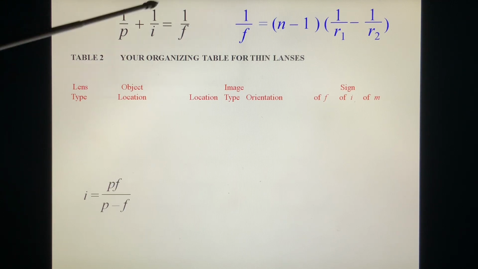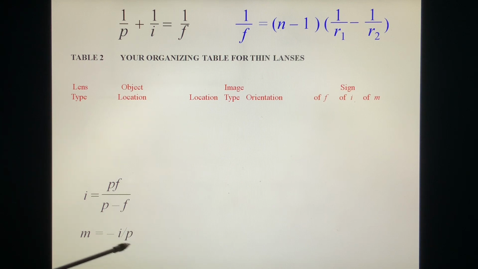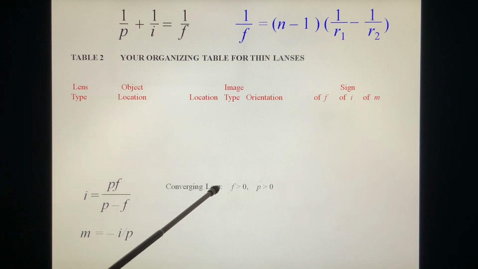We rewrite this one as I equal to PF over (P minus F). Okay? And we know M is defined by minus I over P. M larger than 0 is upright. M smaller than 0 is an inverted image. Okay? Now, let's see the converging lens.